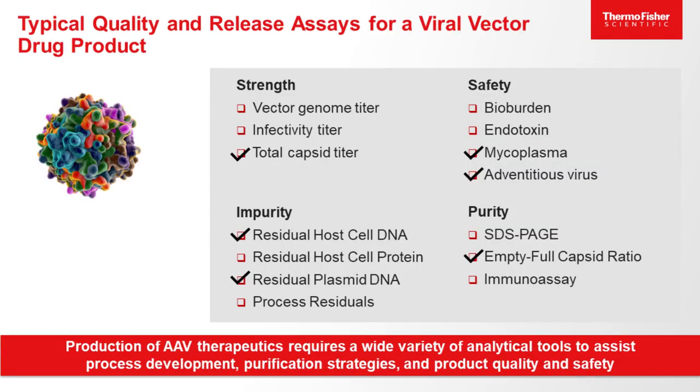Here is an abridged list of typical quality and release assays for an AAV drug product. Most release assays can be categorized as either strength, safety, or purity assays. Some viral vector programs will have additional viral protein and DNA residual assays, among others, that are not called out here, but today we'll cover a range of quality assays that we support, including mycoplasma, host cell DNA and plasmid quantitation, total capsid titer determination, viral clearance studies, and empty full capsid analysis.